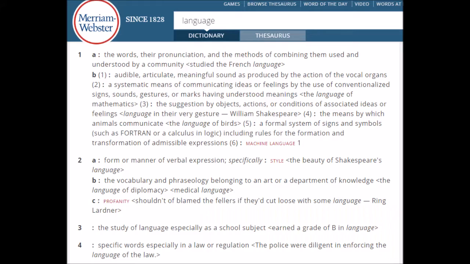I actually went so far as to look up a dictionary definition, not just dictionary.com. That's basically the Google search of dictionary definitions. I went to an online version of Webster's dictionary. So here's a screenshot of the webpage that I went to look up the definition of language. I'm going to be focusing specifically on definition number 1, part B, item 2, where it says language is a systematic means of communicating ideas or feelings by the use of conventionalized signs, sounds, gestures, or marks having understood meanings. This is the definition of language that I'm going to be working with for this video.